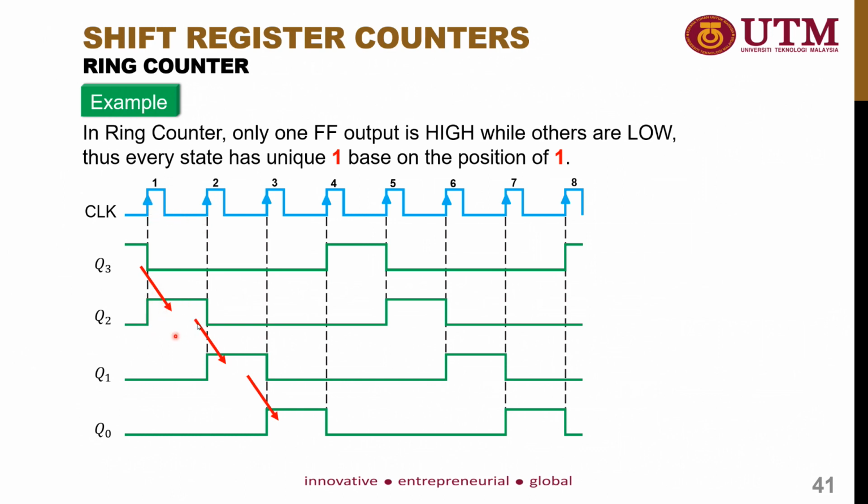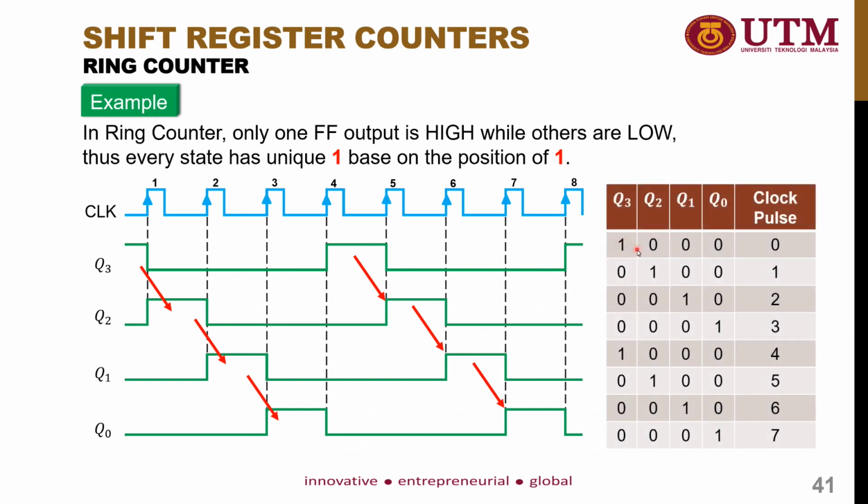At the first flip-flop, only Q2 has the high state, the output of 1. At the second flip-flop, Q1 will become high and the others will become low. And at the third flip-flop, Q0 will become high and the others become low. And then in the next clock cycle, the process will be repeated again, where Q3 will become high and it will rotate again. So the process will be repeated and repeated.